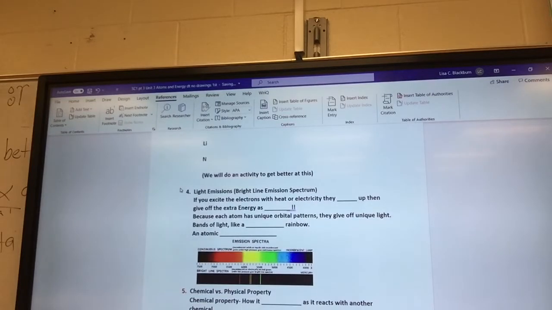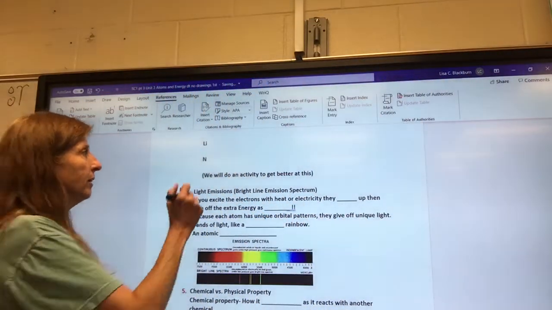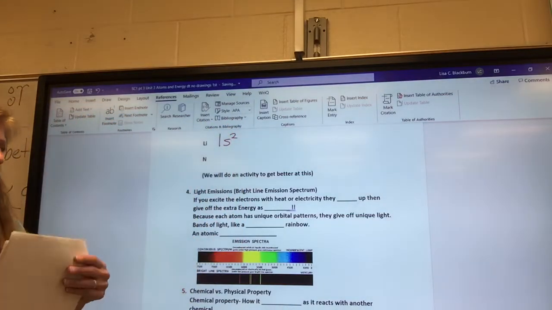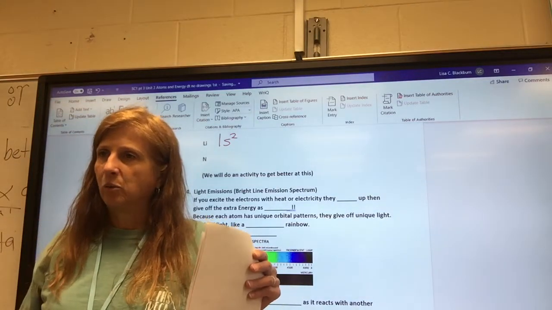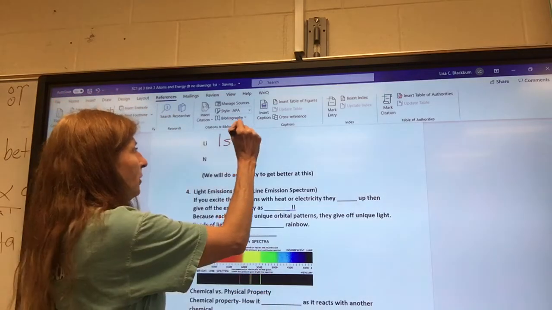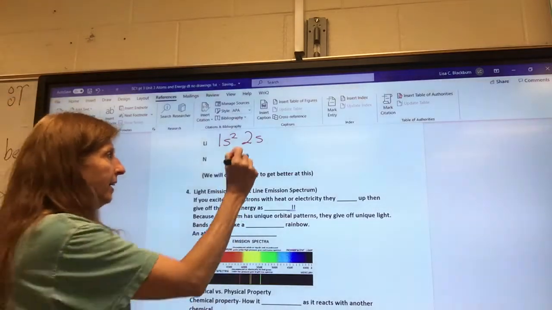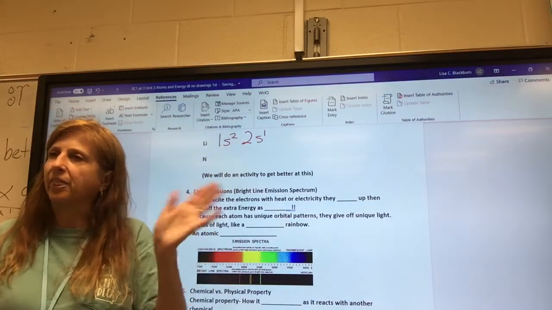Okay, we're gonna try lithium. How many electrons does lithium have? Three. So where are the first two gonna go? 1s, and there'll be two in there. And then the next one, where's it gonna go? Look back in your notes. What's the next one that fills according to the arrows? 2s, and how many are going there? One. 2s1.